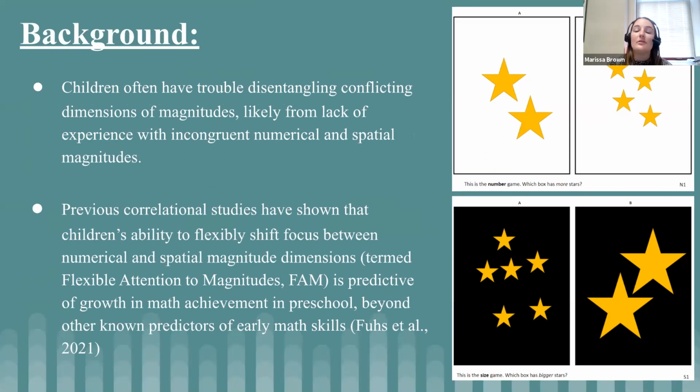Children often have trouble disentangling conflicting dimensions of magnitude, which is likely due to a lack of experience with incongruent numerical and spatial magnitudes. And previous correlational studies have shown that children's ability to flexibly shift focus between numerical and spatial magnitude dimensions, which we have termed flexible attention to magnitudes, or FAM, is predictive of growth in math achievement in preschool beyond other known predictors of early math skills.